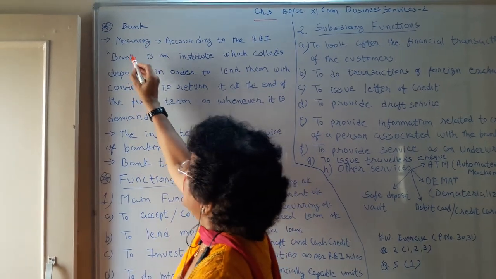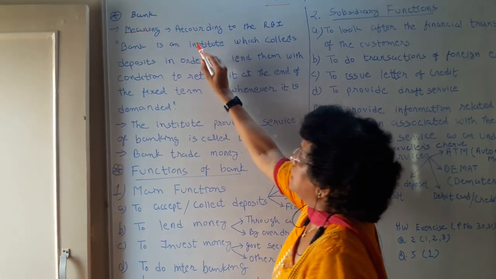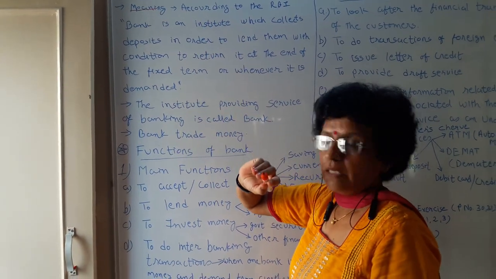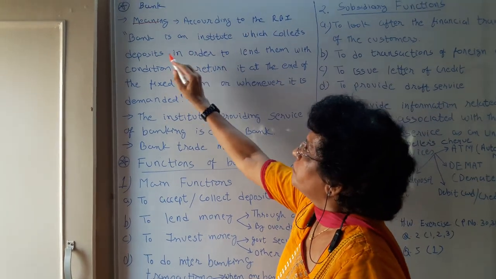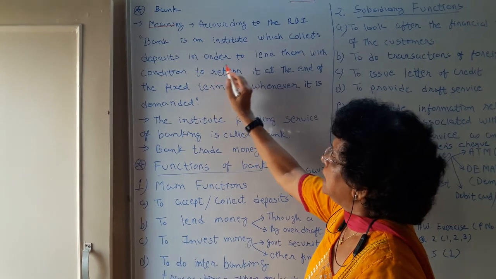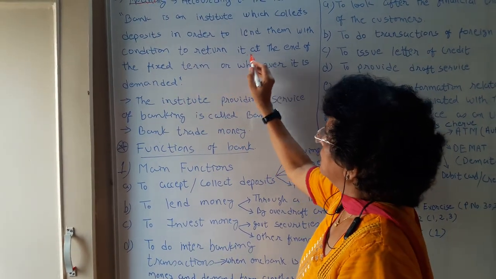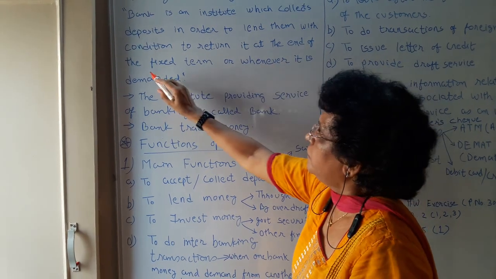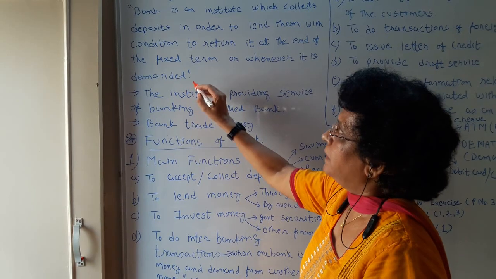Now in this chapter we are going to learn about the bank. First let us see what the meaning is, what a bank does. As per the Reserve Bank of India, the definition says that according to the RBI, a bank is an institution which collects deposits in order to lend money with the condition to return it at the end of the fixed term or whenever it is demanded.